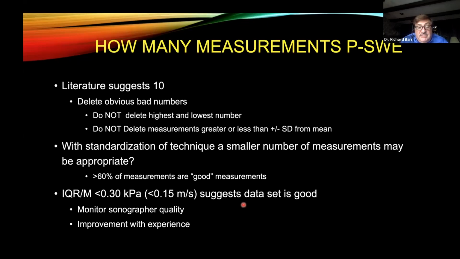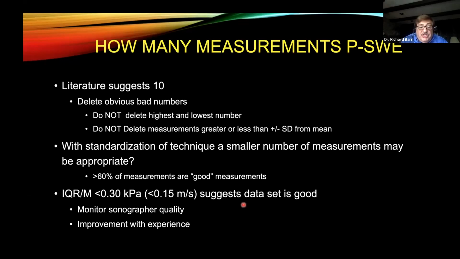So if greater than 60% are good, fine, but if less than 60% are good, then you should assume that that patient is a patient you really can't do good measurements on. So if you did 10 measurements and 5 of them you got 0, 0, 0, that's basically telling you that that patient is someone, no matter how many measurements you take, you're not going to get accurate measurements.